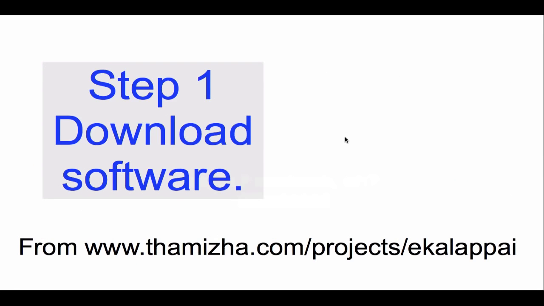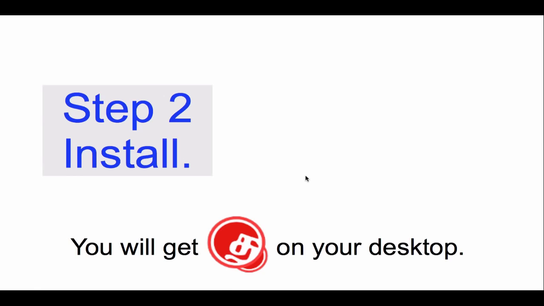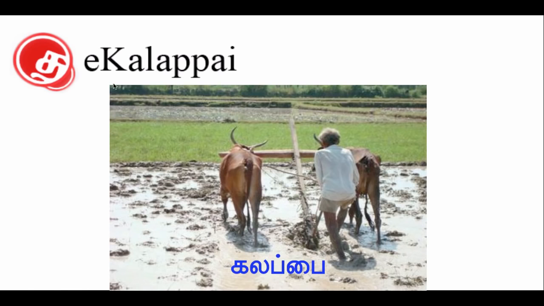So how do you do it? First, you download the software. Go to this website, tamilnadu.com, and go to this particular URL /projects/eKalape and download the software. Once you've downloaded it, install it, and you'll get this icon on your desktop. Just so you know, a kalape is a plow, like this man is using here.